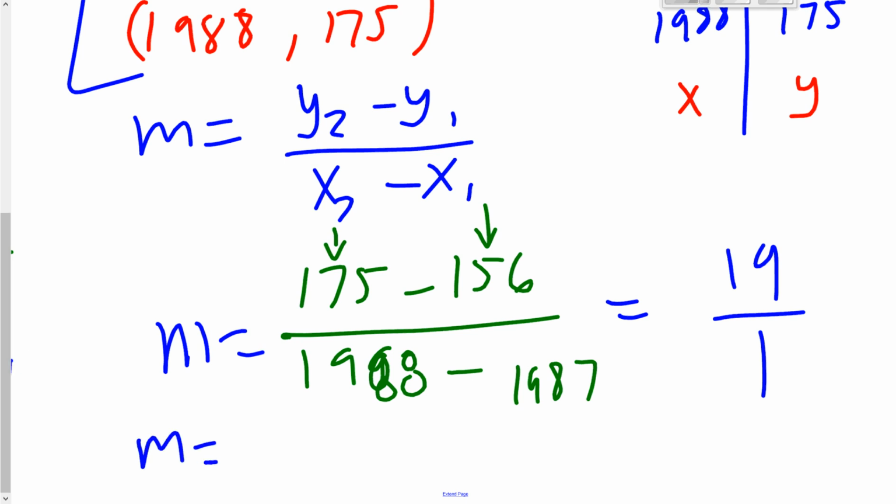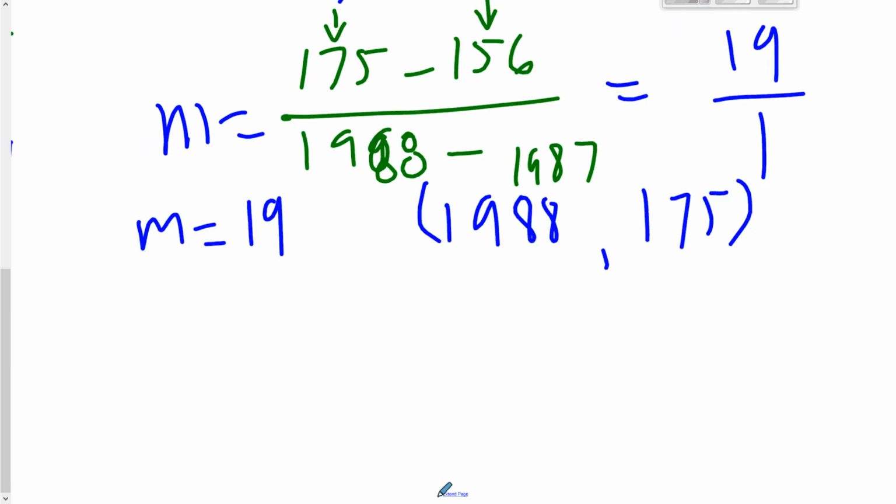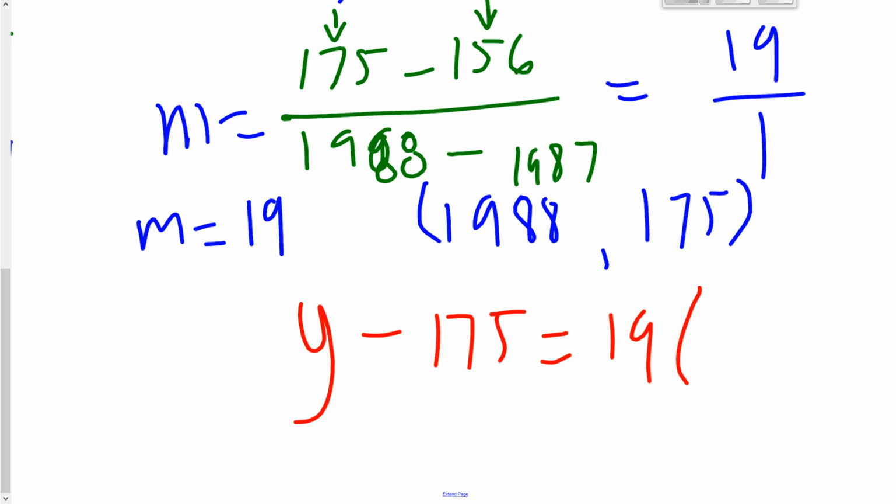So now I have a slope of 19, and now I can use any one of those points. I can use the 1988 and 175. I can use that point. Now we can write our equation. y minus y1, 175, equals my slope times x minus x1, 1988. Or you could use the other point, it wouldn't matter.